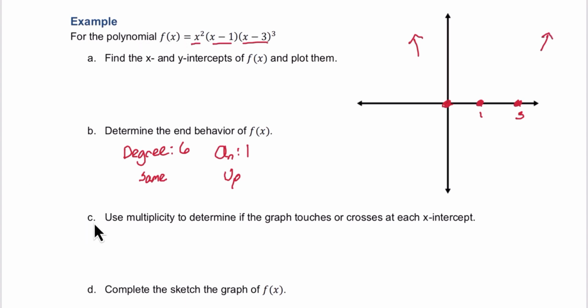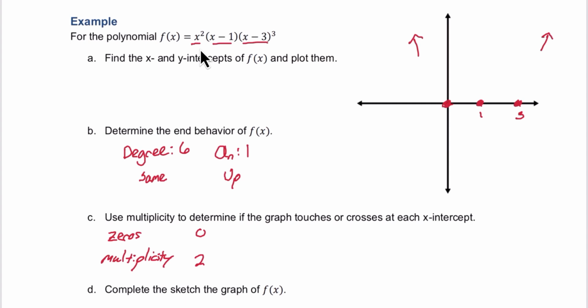Next, we'll look at multiplicity and see what happens there. So let's look at the zeros and their corresponding multiplicity. The first 0 that we have is 0. The first x-intercept is 0, which is generated by this factor. Its multiplicity is 2.